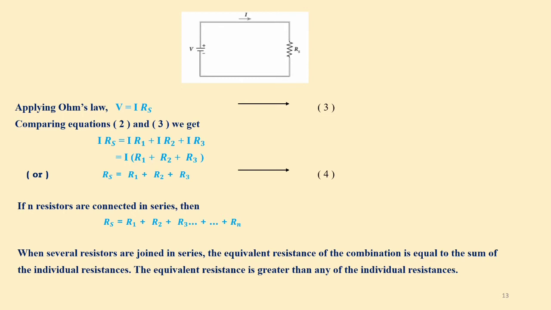If n resistors are connected in series, then Rs is equal to R1 plus R2 plus R3 up to the last term Rn. When several resistors are joined in series, the equivalent resistance of the combination is equal to the sum of the individual resistances. The equivalent resistance is greater than any of the individual resistances.